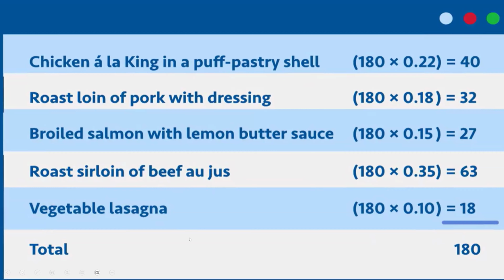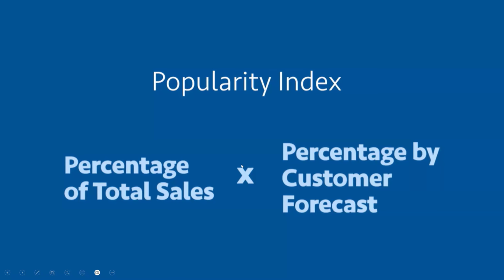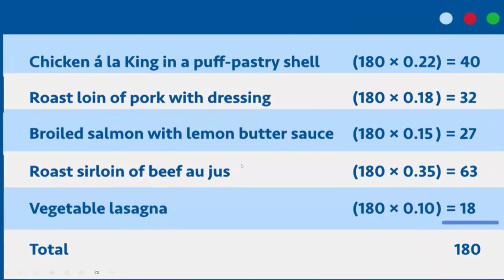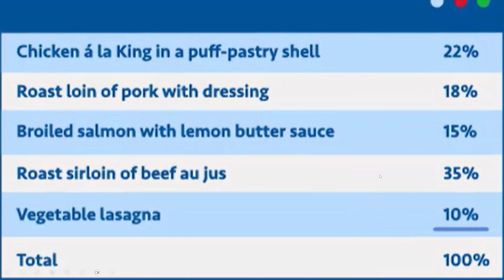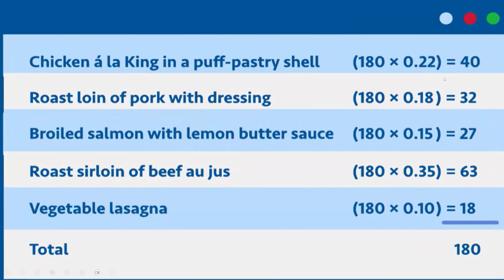And again, I'll just reverse the slides. These numbers over here in this area next to the right parentheses are just the percentage of clients or guests that ordered that dish. So out of 180, 40 guests ordered the chicken a la king, and so on.